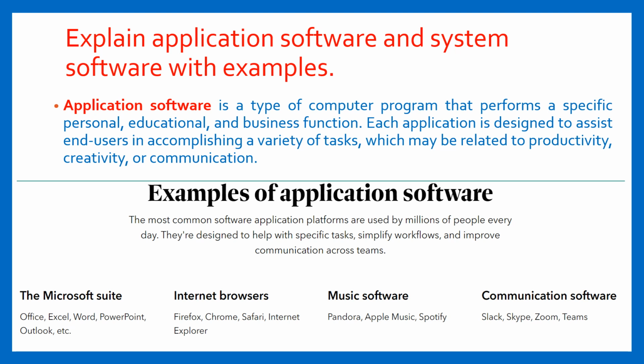And some of the examples of application software are, in Microsoft Suite, we have Microsoft Office, Microsoft Excel, MS Word, PowerPoint, Outlook. And some of the internet browsing application software are Firefox, Chrome, Safari, and Internet Explorer. And the music software are Pandora, Apple Music, and Spotify. Coming to the communication software, you have Skype, Zoom, Teams. So these are some of the examples of application software.